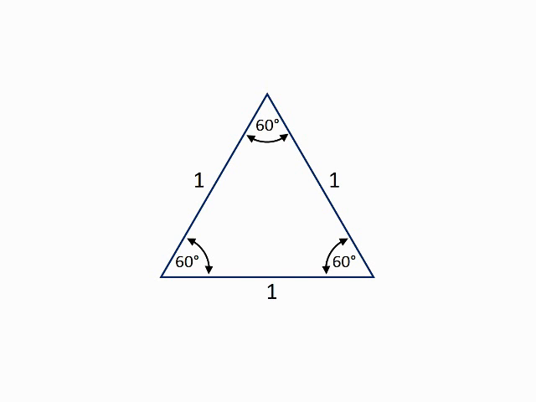Now let's draw a vertical line right down the middle of the triangle, dividing it into two right triangles. Notice that we have bisected the 60-degree angle at the peak into two 30-degree angles. And also notice that we have divided the base into two segments of length 1/2. Let's focus on the triangle on the right.